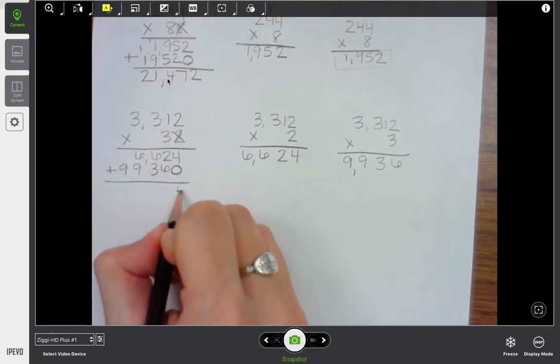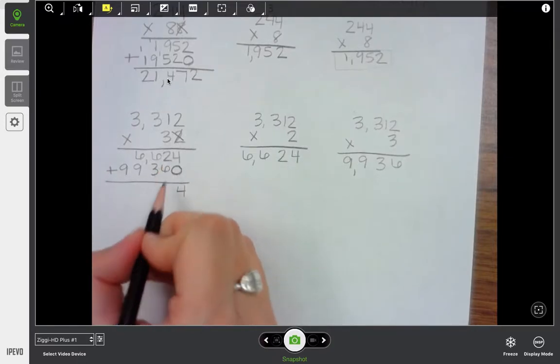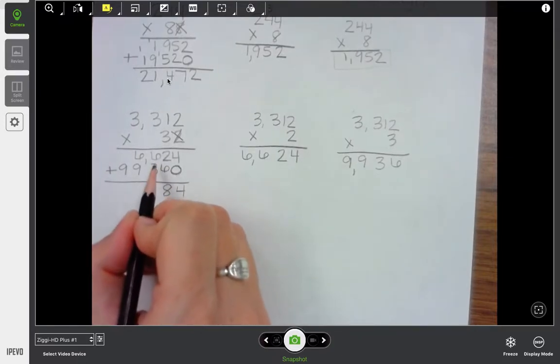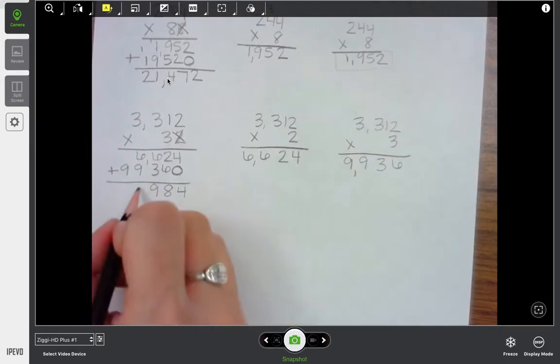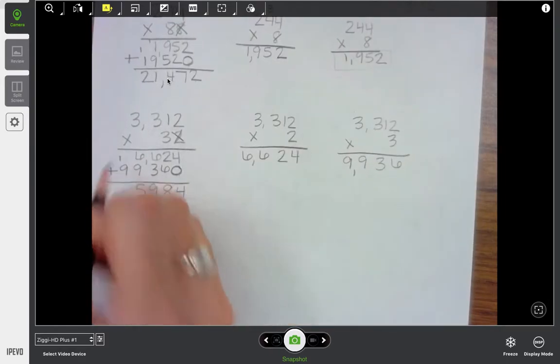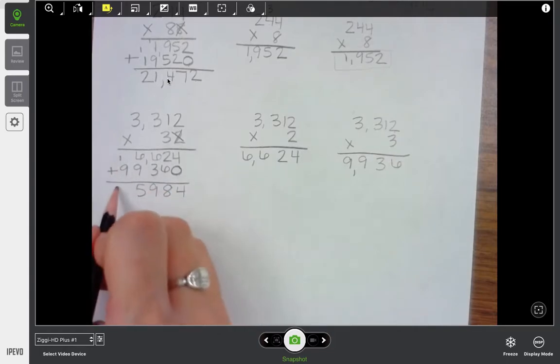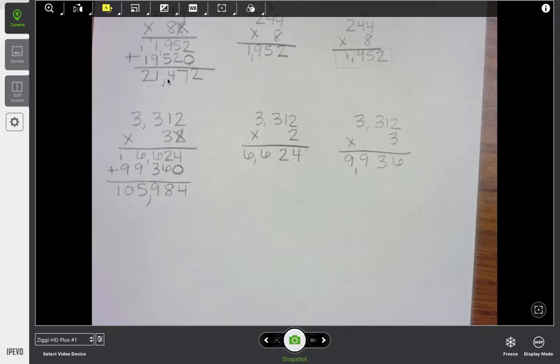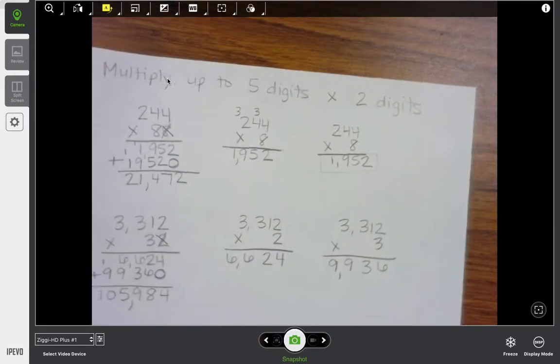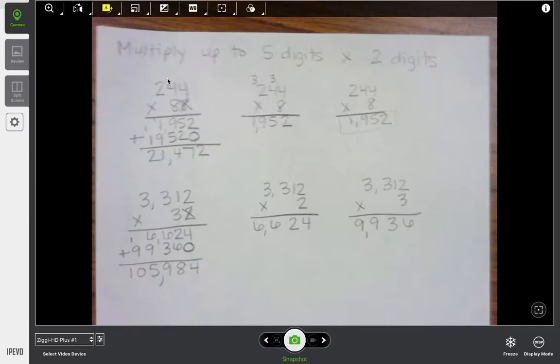4 plus 0 is 4. 6 plus 2 is 8. 3 plus 6 is 9. 9 plus 6 is 15. And I've got to carry my 1. And then 9 plus 1 is 10. So my answer here was 105,984. Okay?